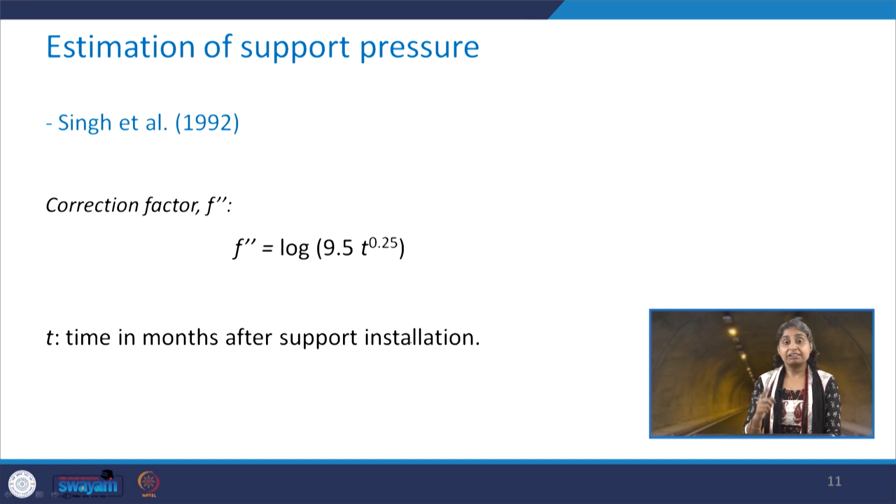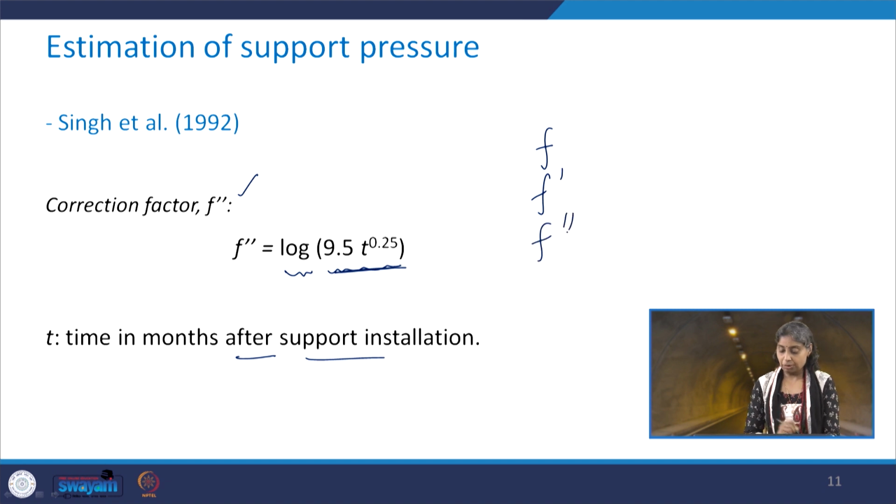Coming further, the third correction factor, which is f double prime, is given by log of 9.5 into t to the power 0.5, where t is the time in months after the installation of support systems. So now we know all the three correction factors, f, f prime and f double prime. The question is, how should we apply that? Can we apply any of these randomly, or should we apply them one after the other? And if we need to apply them one after the other, what should be the sequence?